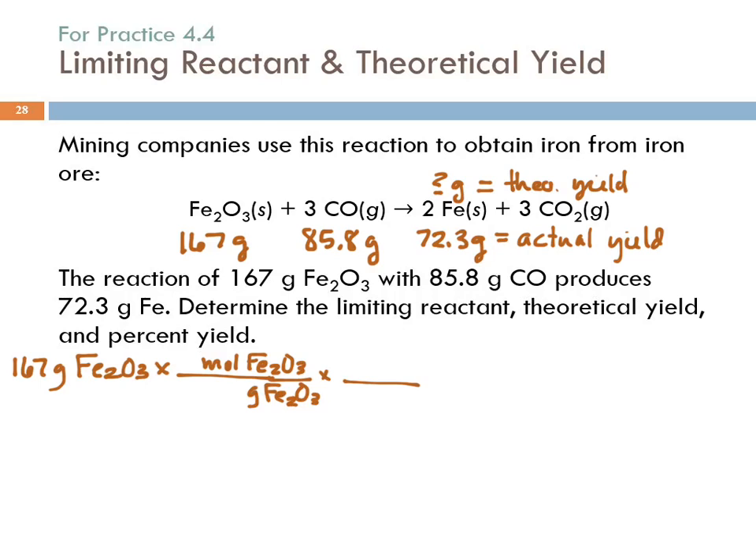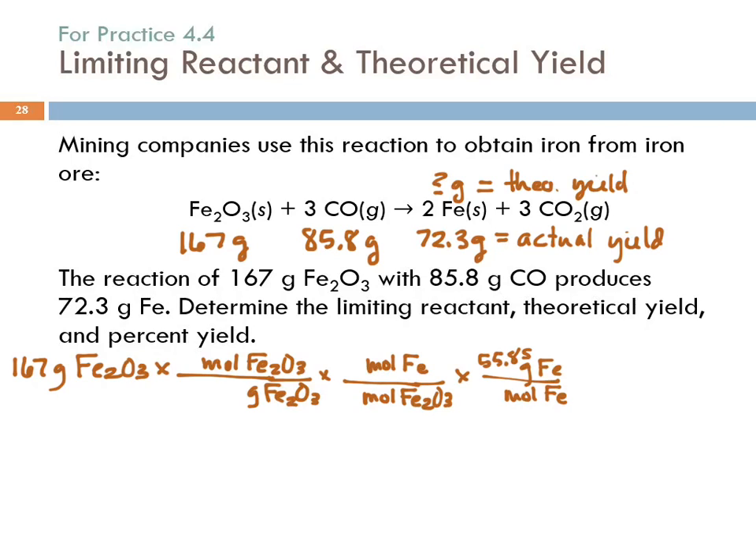So then moles of the other thing. This time, because they gave us an actual yield of iron, we're looking for the iron. We don't care about the carbon dioxide in this case. Moles of iron oxide, and then grams of iron. So the molar mass of iron is easy. It's just on the periodic table, 55.85.